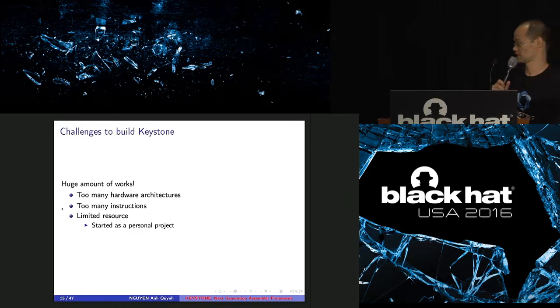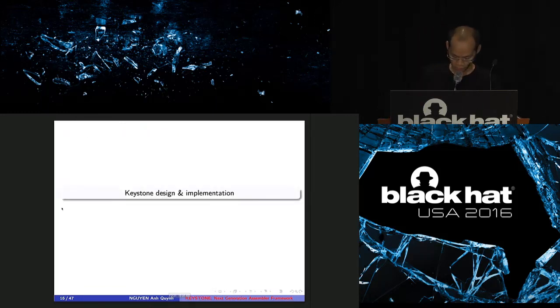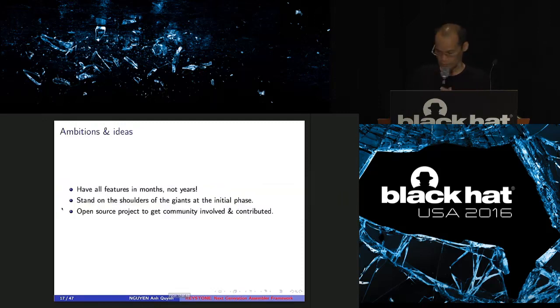The problem is, again, there's too much work if I do that from scratch, because I need to support all those CPUs and a lot of instructions, and note that I had very limited resources, because this project started as a personal project. So how did I make it? I wanted to finish this project in a few months. Actually, I did that in 2 months. I don't want to take years to work on this. So it's always to stand on the shoulders of giants in the first place, and make it an open source project for the community to get involved and contribute.